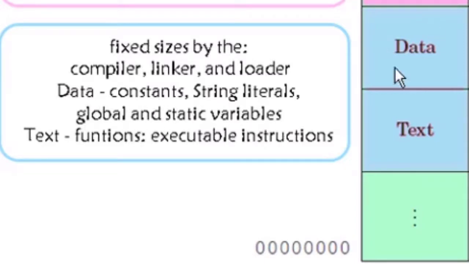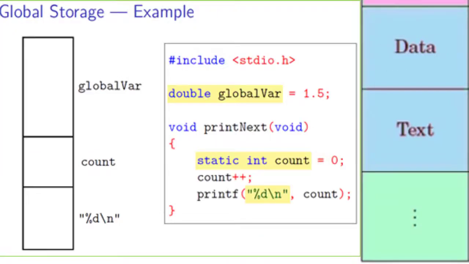The data region can also be called global storage. Sometimes it's referred to as global storage. For this one, it's actually writable. It's not read only. It's writable, but it has a fixed size.